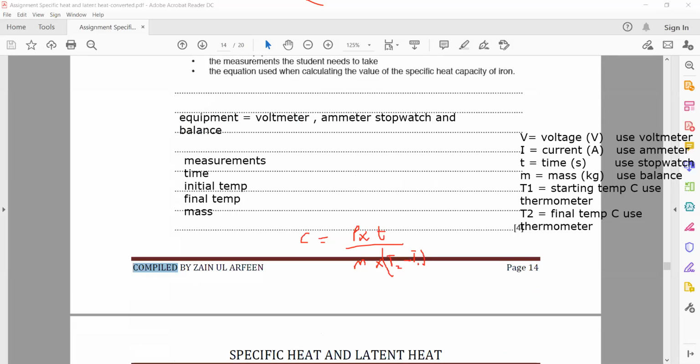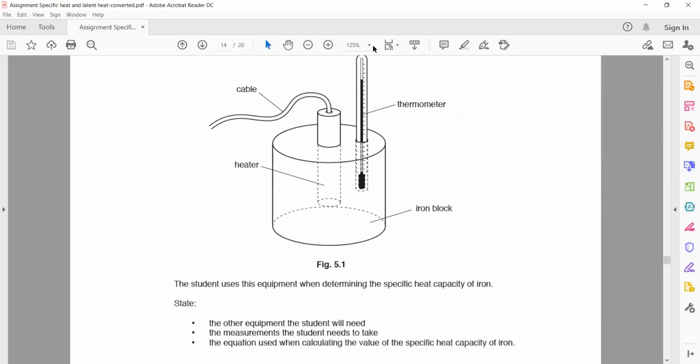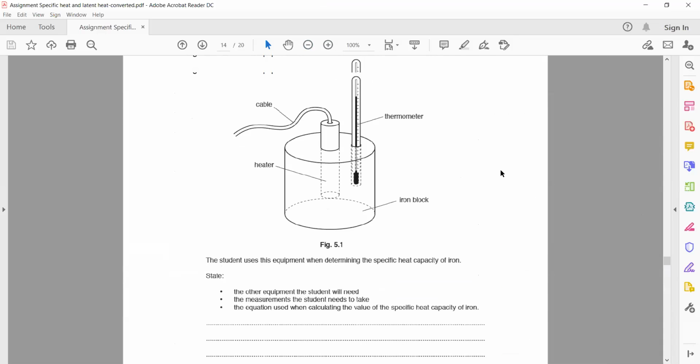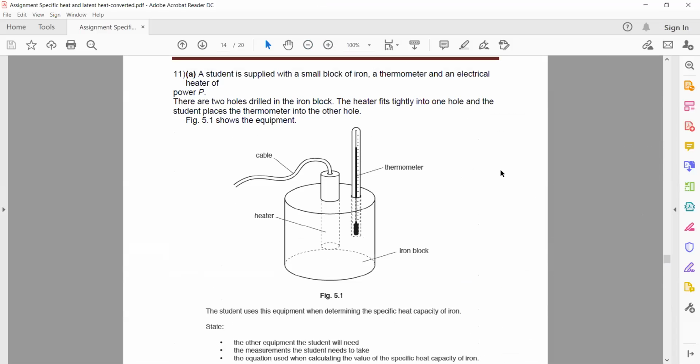Sir, I have a question. Yes. Sir, if we measure the specific heat capacity, the value will be greater than the original value of iron, right? That's true, because heat is lost to the surroundings, so you need more energy, and the time interval will also be more. Practically, the actual values are smaller compared to what you get experimentally; experimental values will be higher.